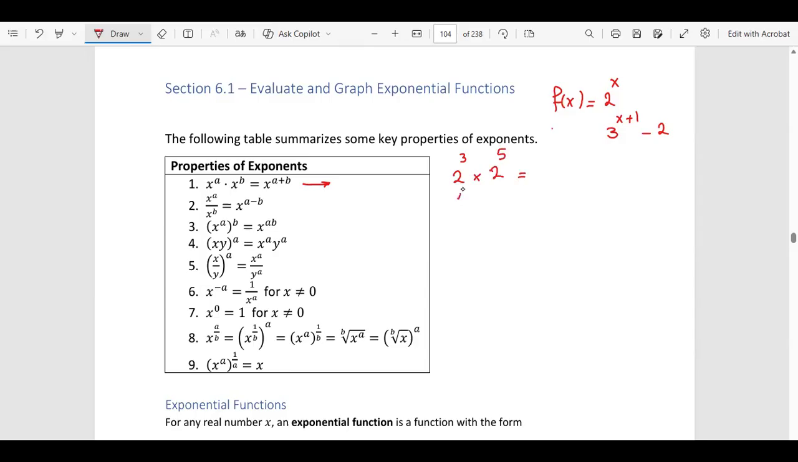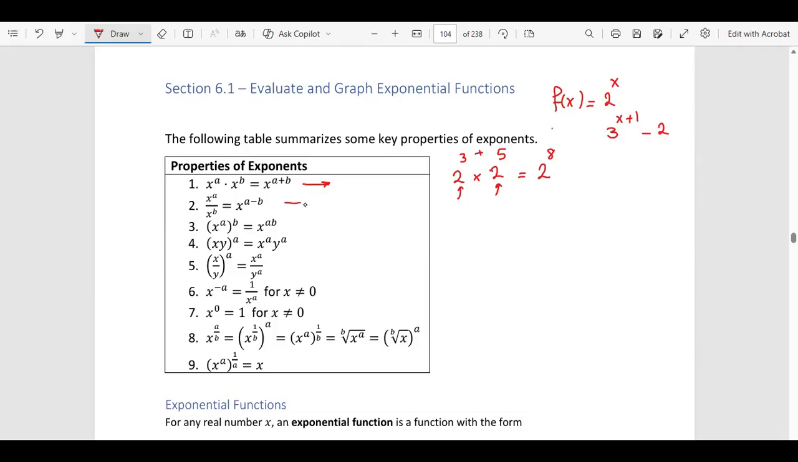Each of these is an exponential term. So in each exponential term, we have a base and we have an exponent. When you want to multiply two of them and you see the bases are the same, you just keep the base the same and add the powers. And 3 plus 5 gives you 8.